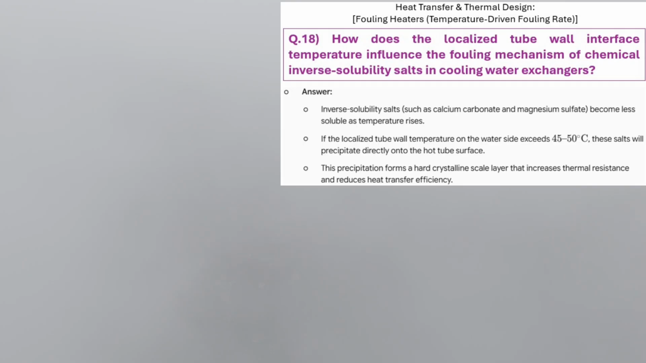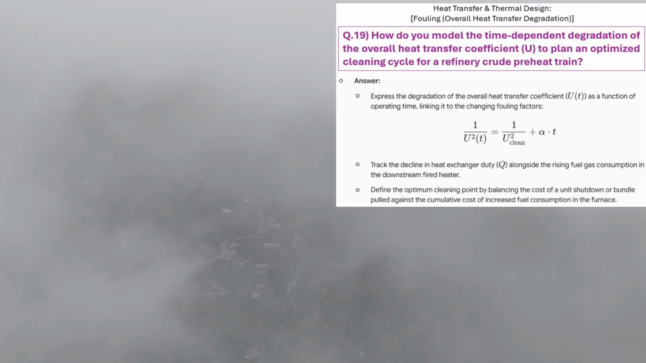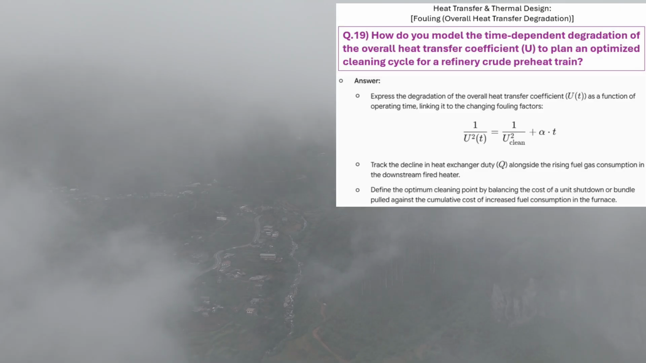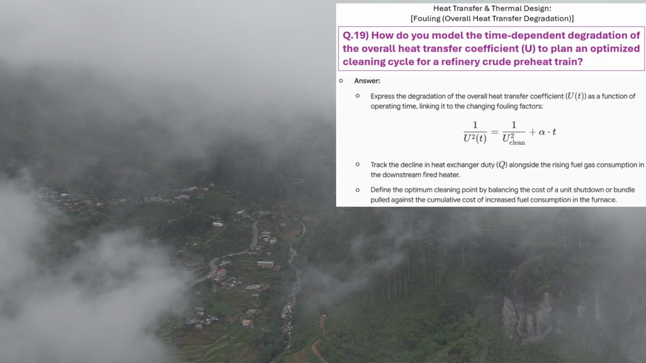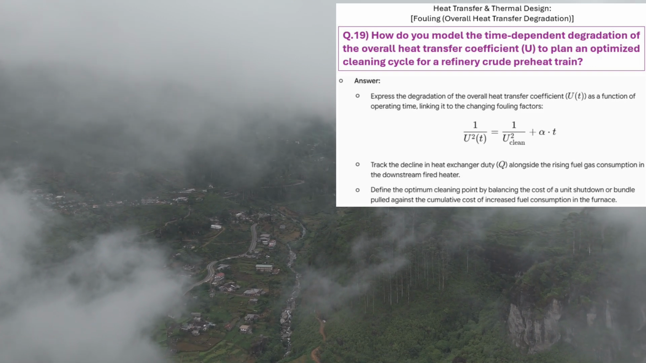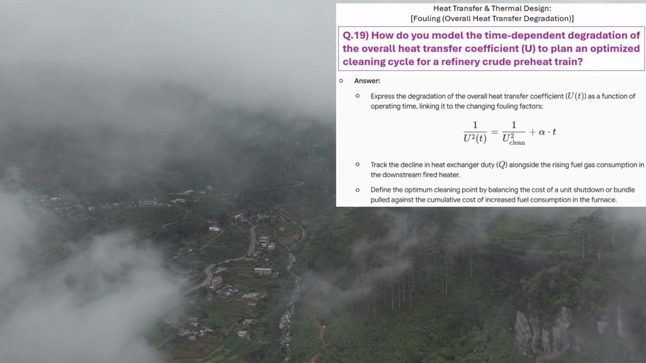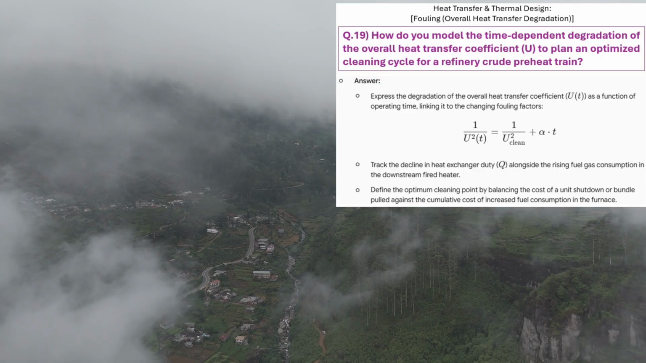For my final question, how do you mathematically and financially manage overall heat transfer degradation over long time horizons? How do you justify an economically optimized cleaning cycle for a crude preheat train? I model physical degradation using asymptotic fouling models, like the Kern-Seaton model. I express the degradation of the overall U value strictly as a mathematical function of time, linking it to physically changing fouling factors.